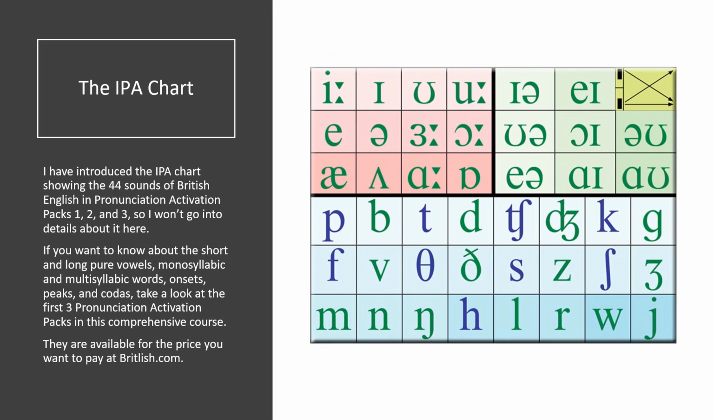The IPA chart. I've introduced the IPA chart showing the 44 sounds of British English in Pronunciation Activation Packs 1, 2 and 3, so I won't go into details about it here. If you want to know about the short and long pure vowels, monosyllabic and multisyllabic words, onsets, peaks and codas, take a look at the first 3 pronunciation activation packs in this comprehensive course.